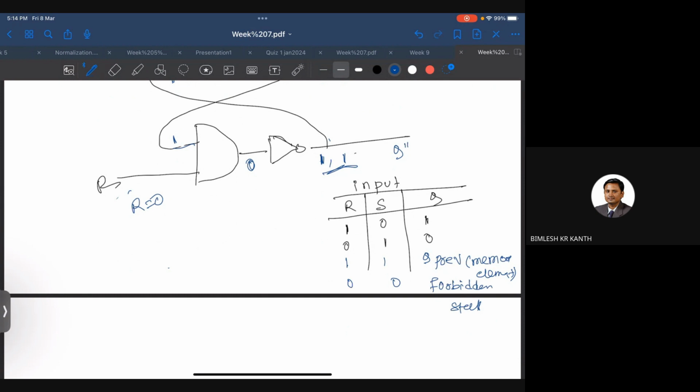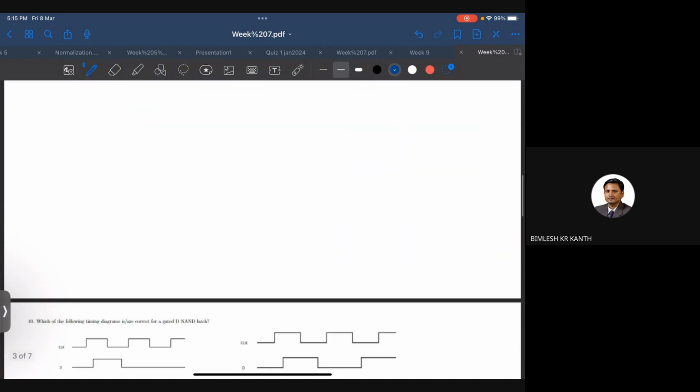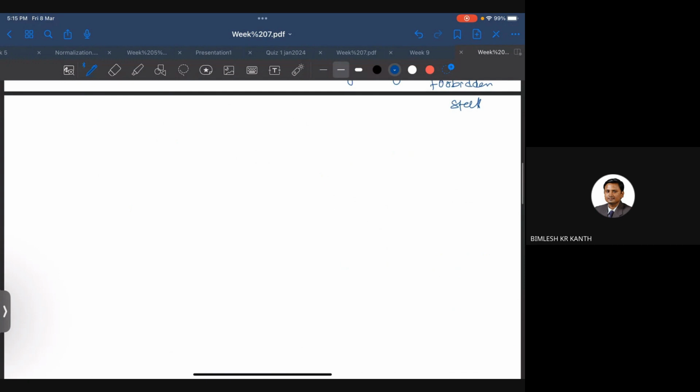Up to that is correct. Everyone got it? Yes. Now we'll learn about the gated latch.